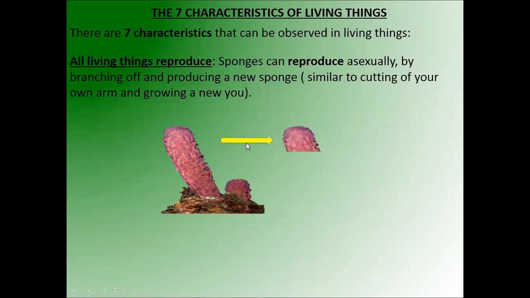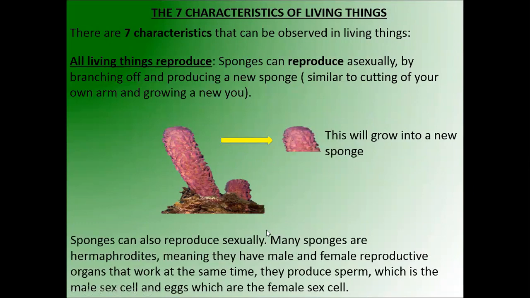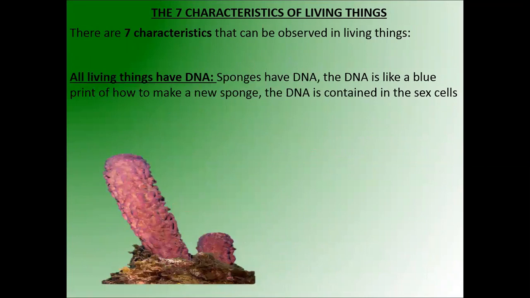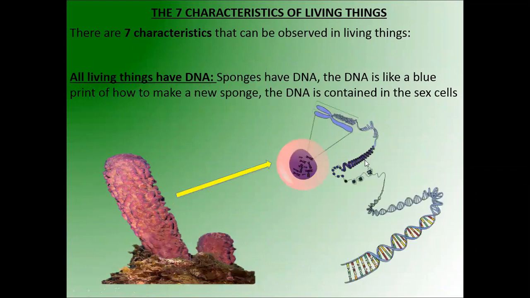And also sometimes they might produce sperm, and the sperm is going to find the female egg cells, and after that it fertilizes the egg, and a new sponge starts to grow from there. All living things have DNA, so the DNA is like a blueprint of how to make a new sponge. The DNA is contained in the sex cell, and this is how the DNA looks. It's contained in all living things, no matter how small or big the organism is.